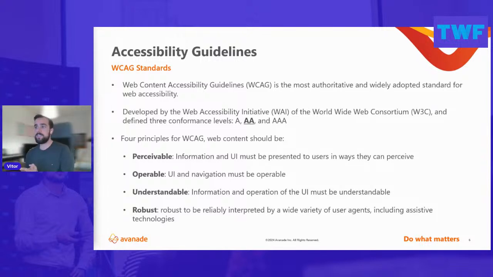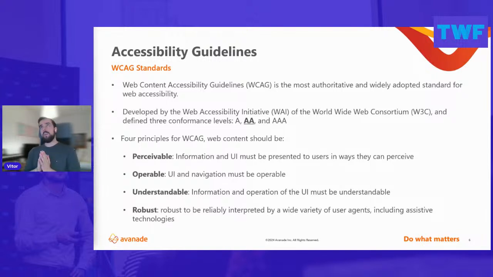These were standards developed by the Web Accessibility Initiative, which is part of the World Wide Web Consortium, and they came up with these accessibility guidelines, which we call WCAG. And we have three conformance levels, as you can see here: the single A, the double A, and the triple A.